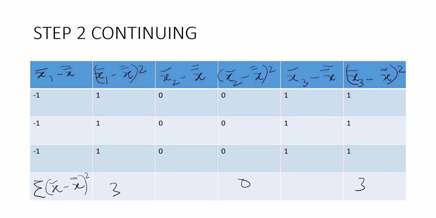Again, this is step 2. We are continuing. We need to form a table like this. This is x1 bar minus x double bar. Here it is x1 bar minus x double bar, the whole square. Here x2 bar minus x double bar, then its square. Then again x3 bar minus x double bar, then its square, x3 bar minus x double bar the whole square. This is the table. So what is x1 bar minus x double bar?